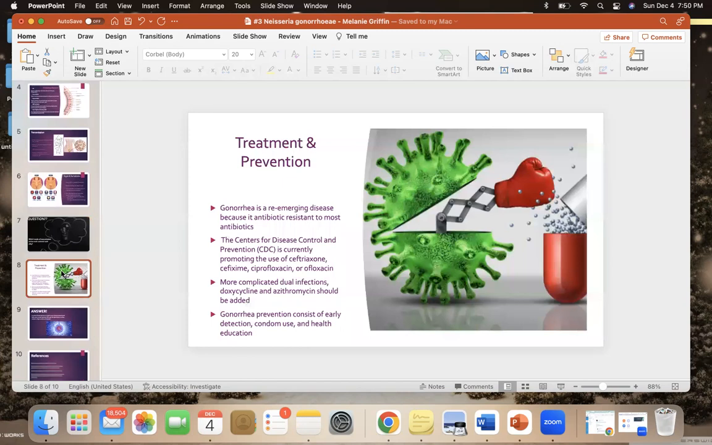Treatment and prevention. Gonorrhea is a reemerging disease because it is resistant to most antibiotics. Penicillin is no longer the antibiotic of preference for this treatment. The CDC is currently promoting the use of ceftriaxone, ciprofloxacin, and ofloxacin as initial treatment for uncomplicated cases. For infections that have complicated dual infections, doxycycline or azithromycin should be added as well. Gonorrhea prevention consists of early case identification, condom use, and health education as well.